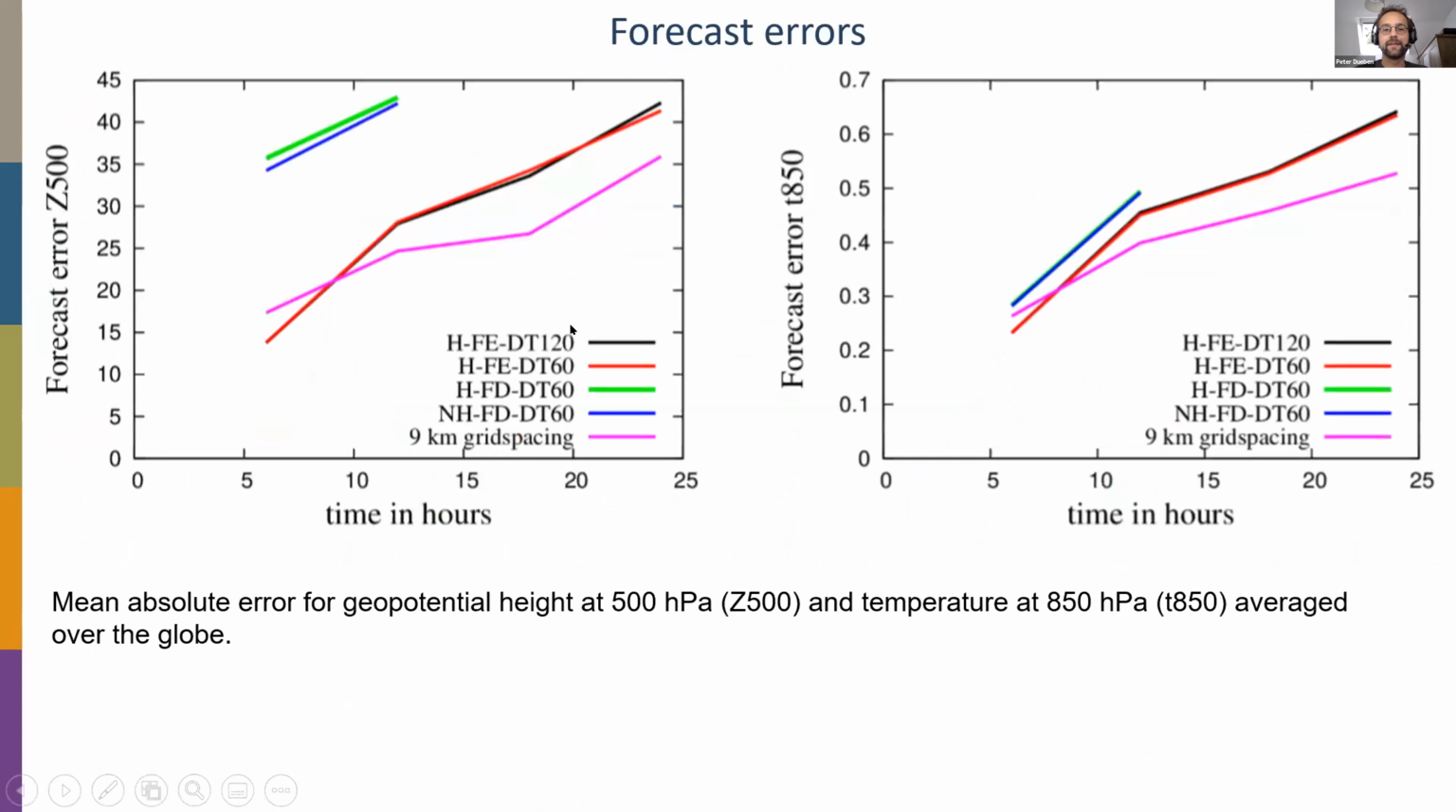And also on the not so great side, if you calculate the forecast error of those very high resolution simulations, you will actually find, so both on the left, you can see the forecast error for geopotential height at 500 hectopascal, and on the right, you see temperature at 850 hectopascal.